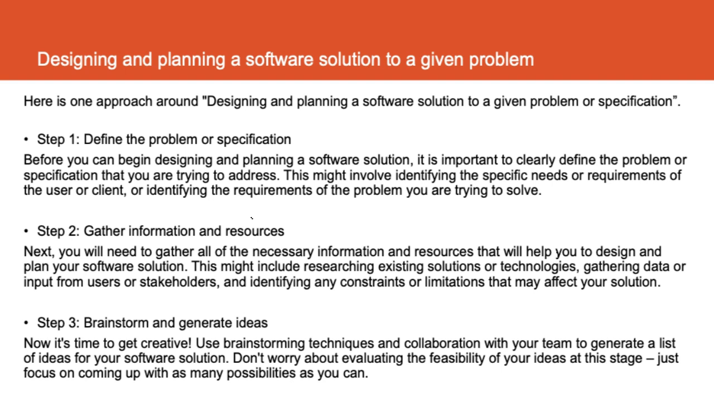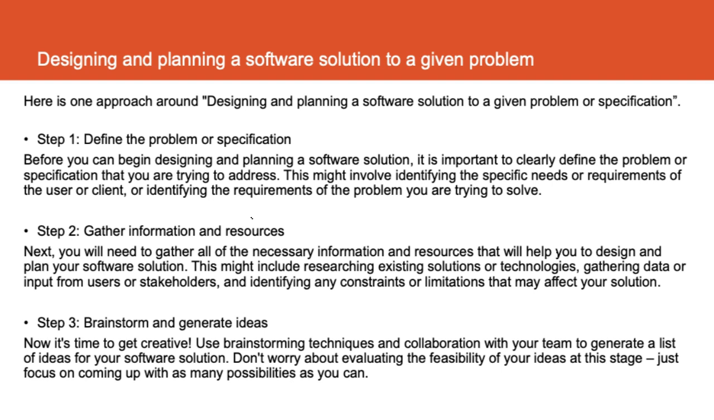Step 2. Gather information and resources. Next, you will need to gather all of the necessary information and resources that will help you to design and plan your software solution. This might include researching existing solutions or technologies, gathering data or input from users or stakeholders, and identifying any constraints or limitations that may affect your solution.